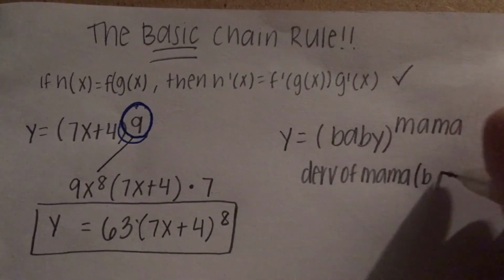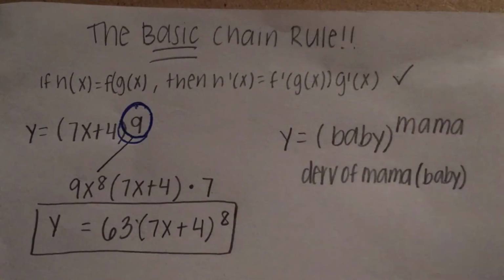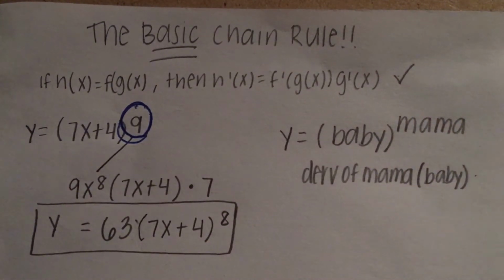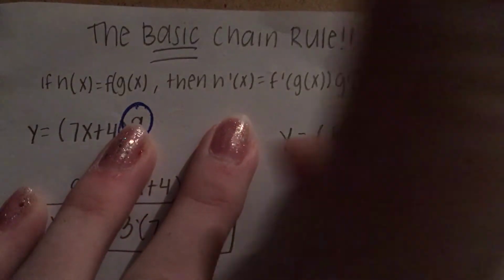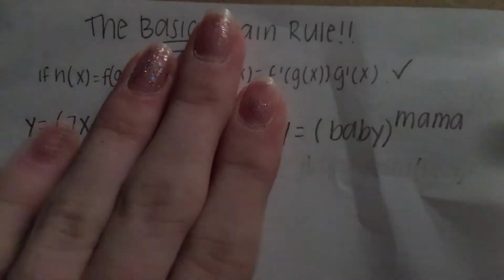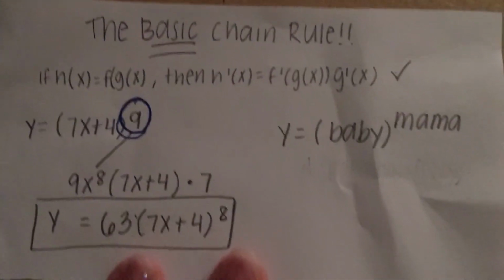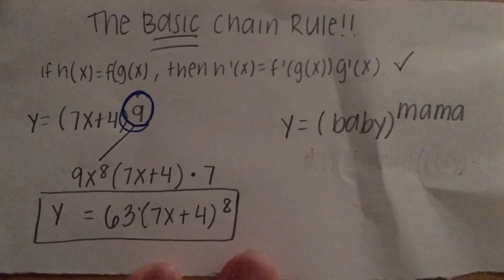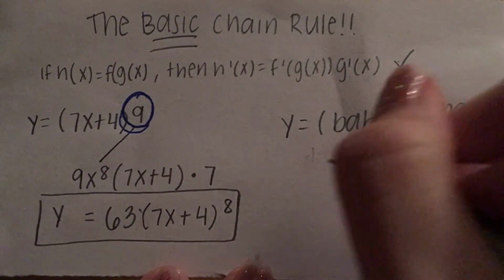It could be anything, but the mama is going to be what's on the outside and the outermost, and that's what you're going to have to do first. So basically you're just going to take the derivative of the mama first and then attach the baby and then multiply by the derivative of the baby. These are going to be your same basic steps every time you use the chain rule.